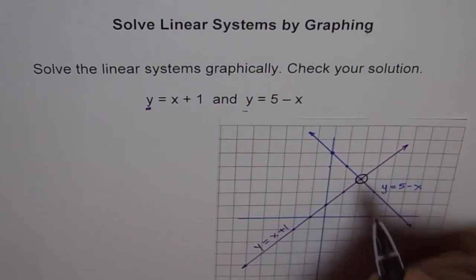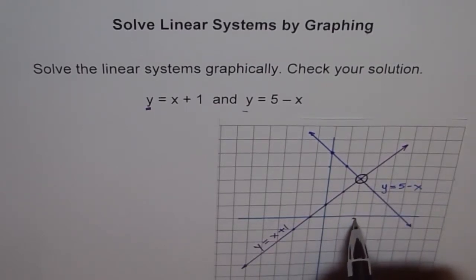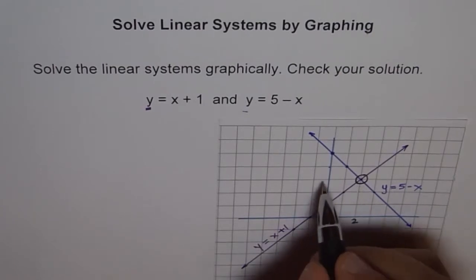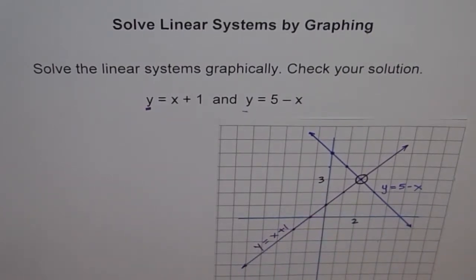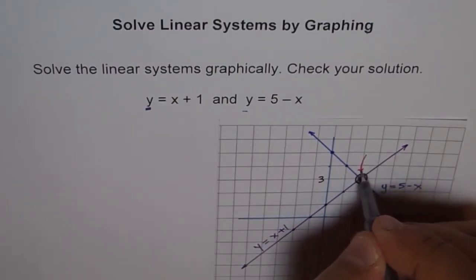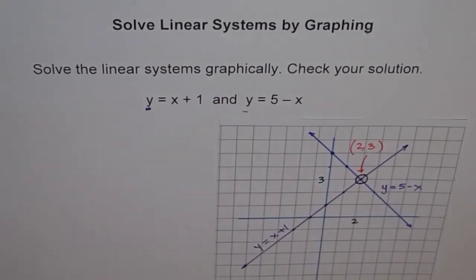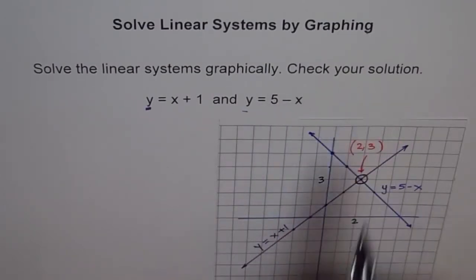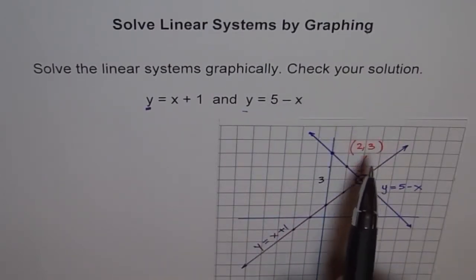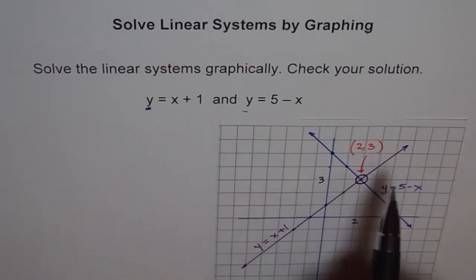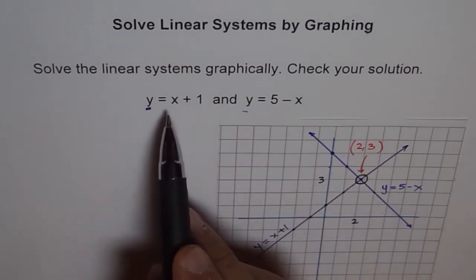That's the point. And this point is 2, 1, 2, 3. Okay? So that's the point of intersection. And we'll write this here as the solution, right? 2, 3. Now, graphically, we got x coordinate as 2 and y coordinate as 3 as a solution to this linear system. Now, to check this solution, we can use both the equations one by one. If I plug in 2 for x, I should get y value as 3.